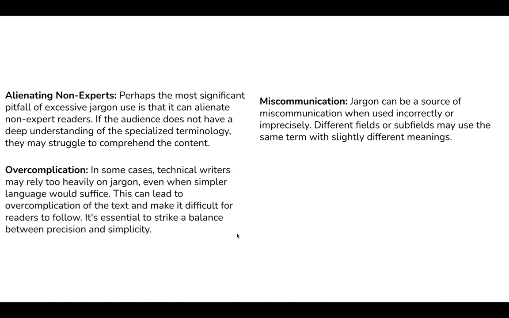So the next one is overcomplication. In some cases, technical writers rely too heavily on jargon, even when simpler language would suffice, right? So if you can use simple English to get your point across easily, eliminate the jargon and use simple English instead. It can lead to overcomplication and make it difficult for readers to follow, right? So it is essential to strike a balance between precision and simplicity, right?